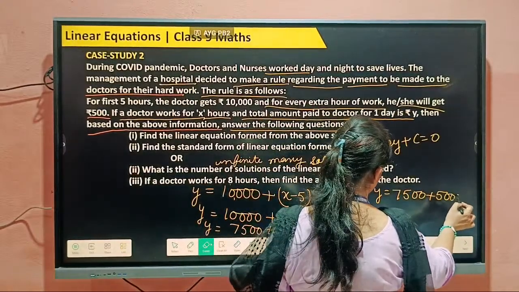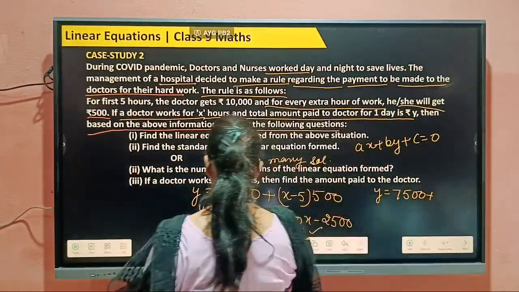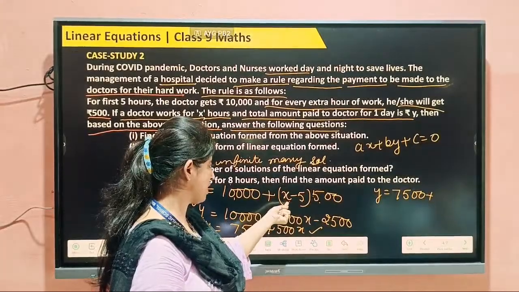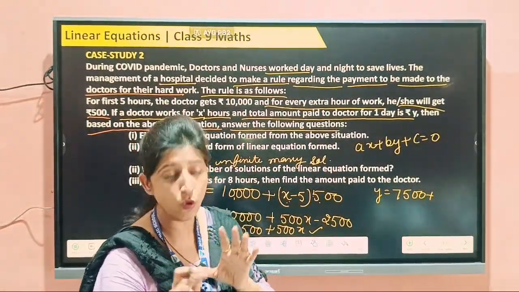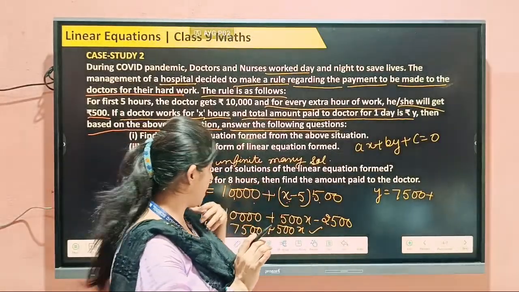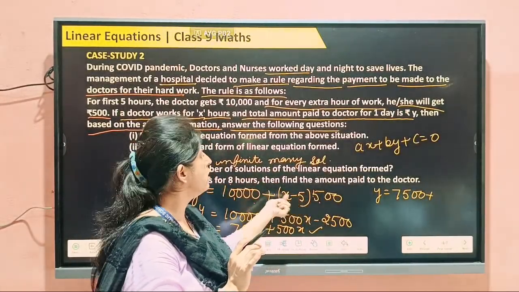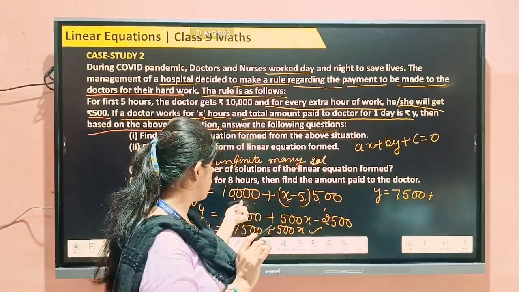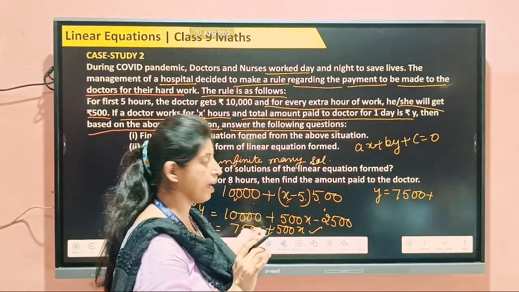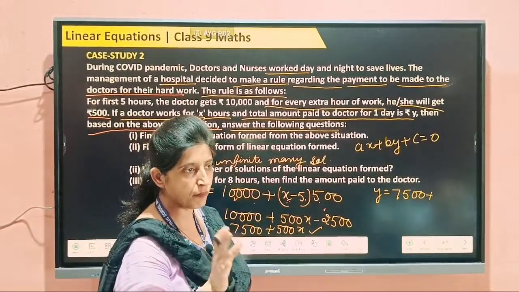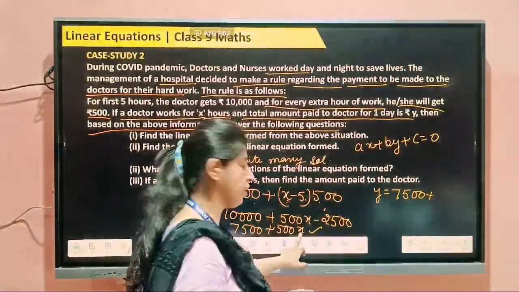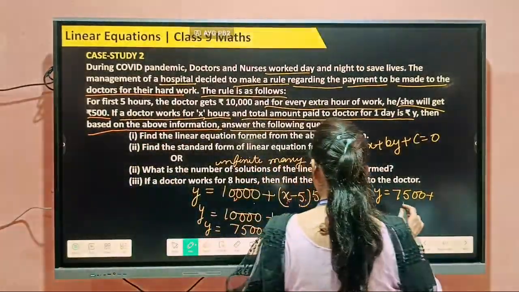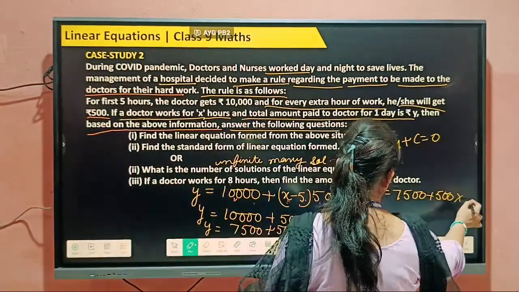What will be left here? We will put in this side now. X minus 5 into 500, because in the place of x we will put the total 8 hours. If any doctor does 5 hours, they will get 10,000 plus for the rest, how much will he get? 3, because 8 minus 5 is 3, into 500 is 1500. So 10,000 plus 1500 is 11,500. You can directly put it here also, both are correct. You can put it here and you can put it here also, no problem. So 7,500 plus 500 into 8, right?